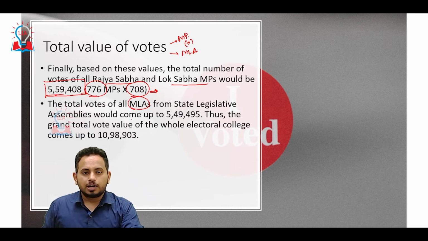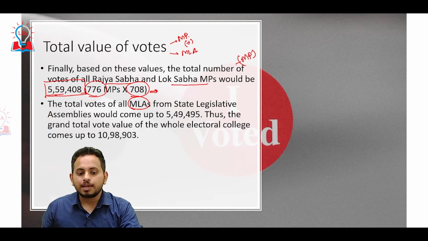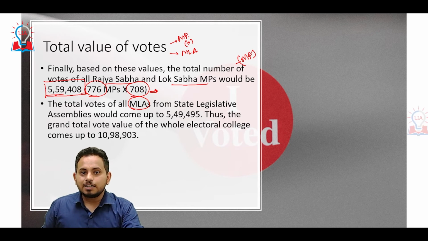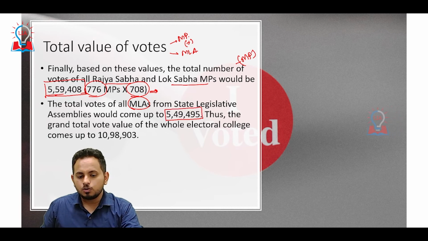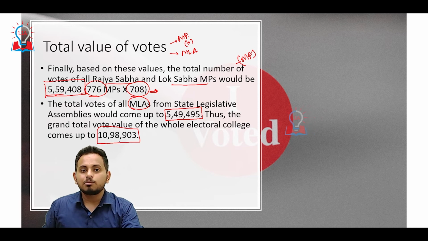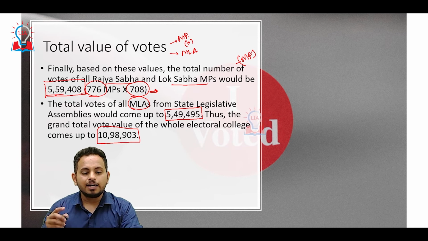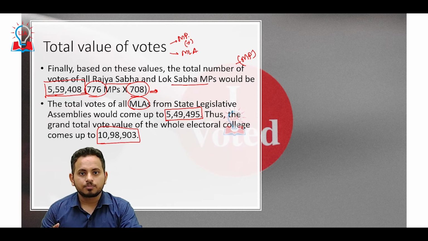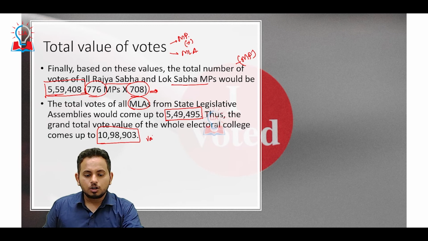All MLAs put together. Okay, now we have seen MPs, that is members of parliament. Let's see the total value of vote of all the MLAs put together. All the legislative assemblies put together, the total value of vote will be 5,49,495. Okay, so the total vote, both members of parliament and members of legislative assemblies combined, would be 10,98,903. Okay, this will be the value of the total vote.